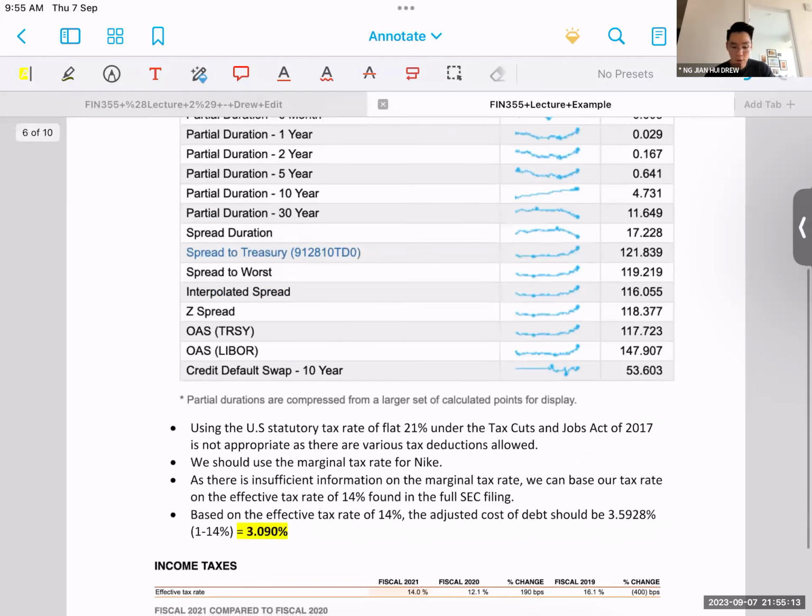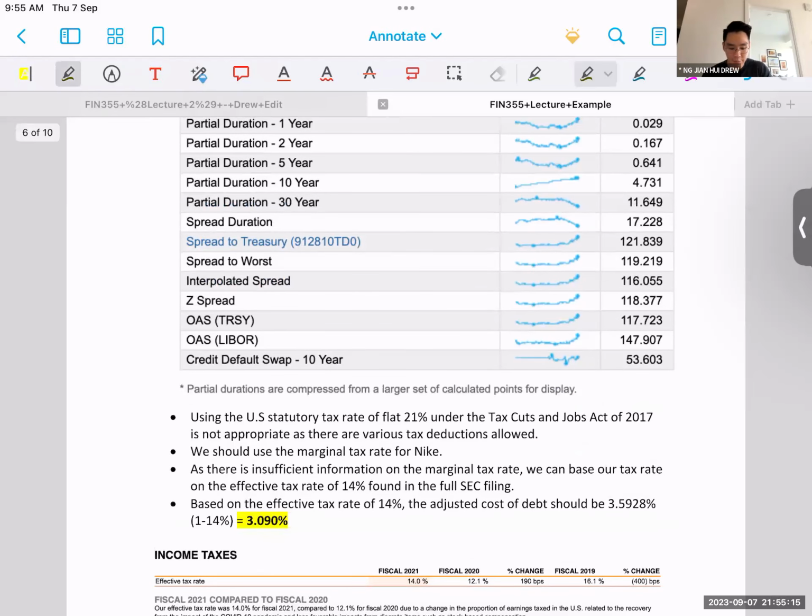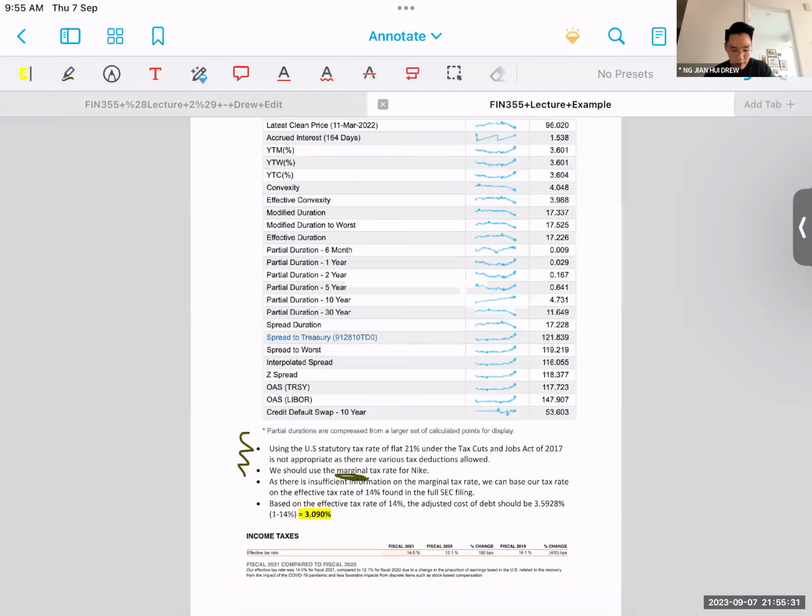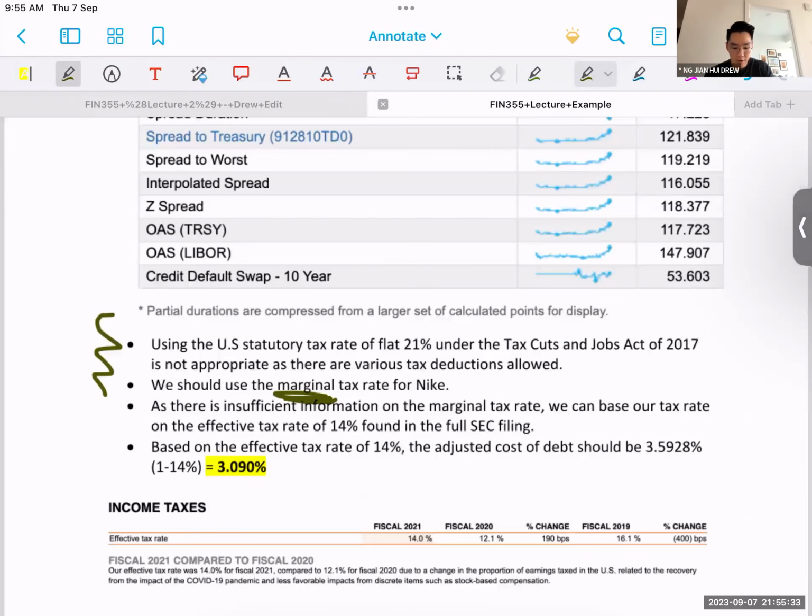So what else? I provided some answers regarding the statutory tax rate. We should use the marginal tax rate instead, marginal meaning the incremental tax rate if we have more revenues. But at the same time, as there's insufficient information on marginal, we can use effective as well, which is better. And this is from the notes to the financial statements.